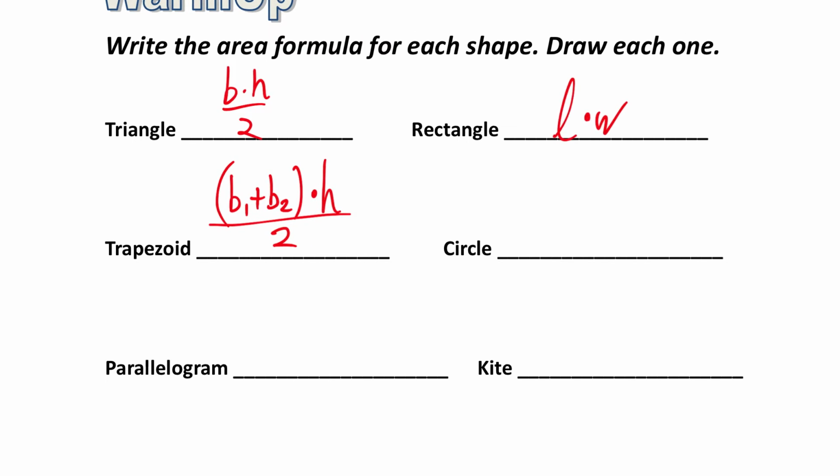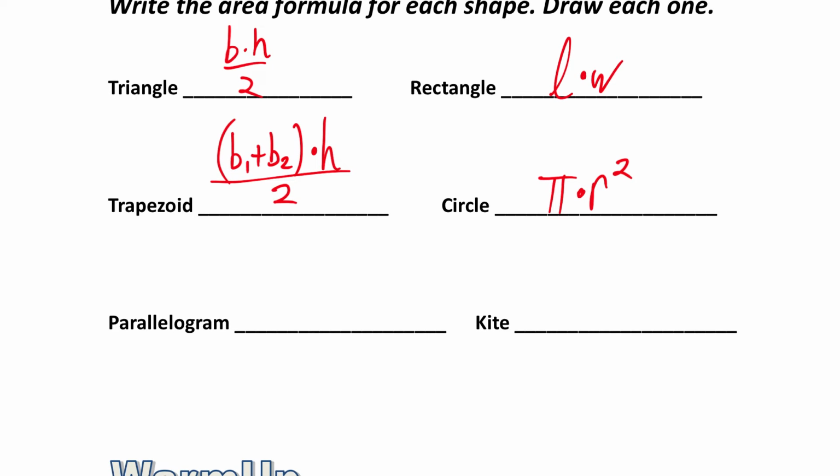Circle. Well, you could do that, but that's for a sector, for just a slice. For the circle, it's just pi r squared. Okay, parallelogram, how do you find the area? Base times height. And then for a kite, diagonal 1 times diagonal 2 divided by 2.